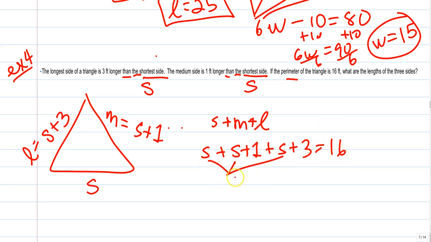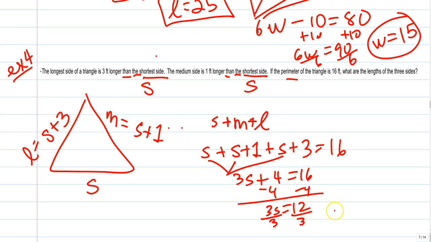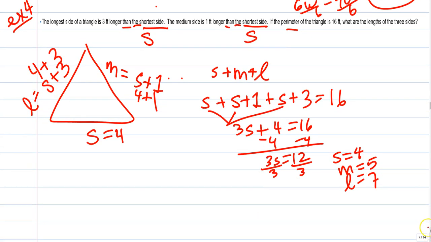Combine our like terms. 3s plus 4 equals 16. Inverse operations, we subtract first, so that 3s equals 12. Divide so that s is 4. Good, s is 4. So what's the medium? 4 plus 1. The medium must be 5. What's the large? 4 plus 3. So the large must be 7. And all 3 of those together add to 16.